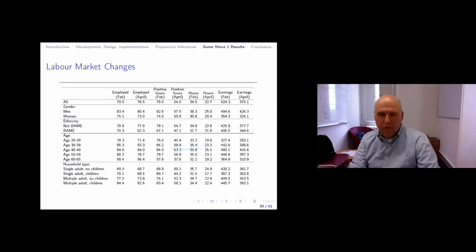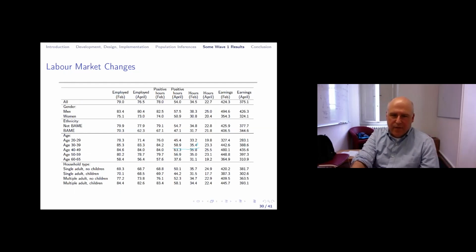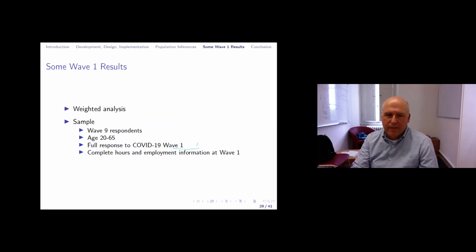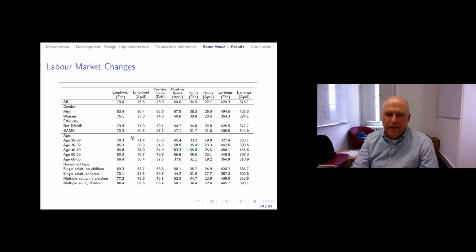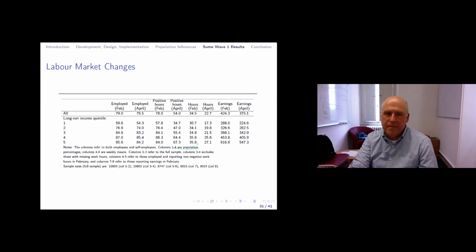Here's some more detail on labor market changes. I'm going to skip over that. Only one thing to point out is we see a lot more loss of employment among Black, Asian, minority ethnic than among the white population. So that's potentially a concern. We also see large drops in earnings for single parents. Of course, this is just earnings, not income, so that may have been picked up by the benefit system.